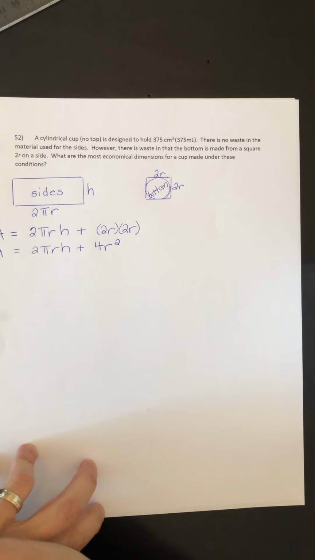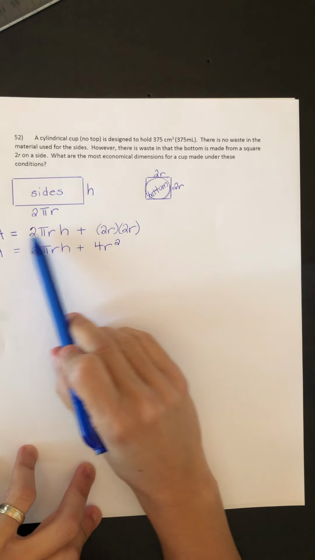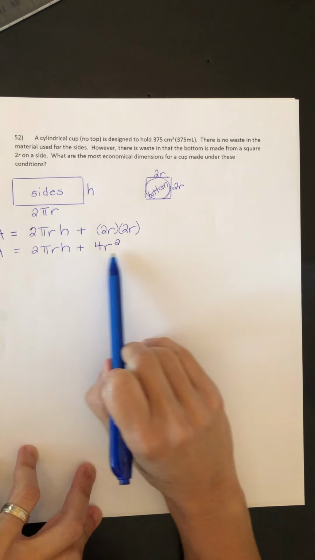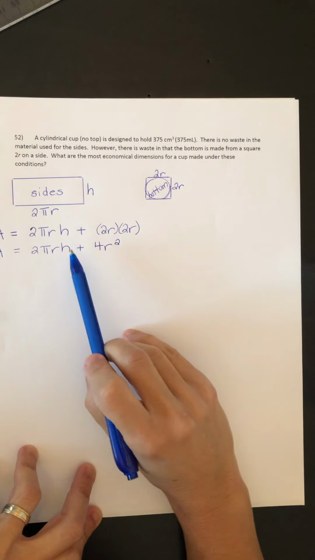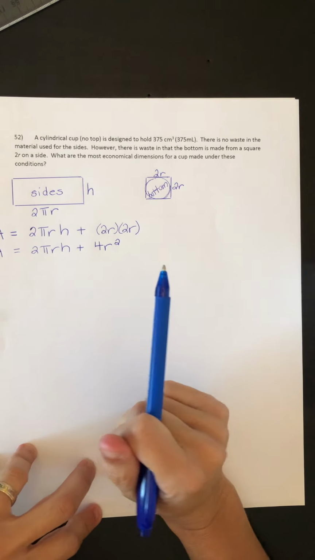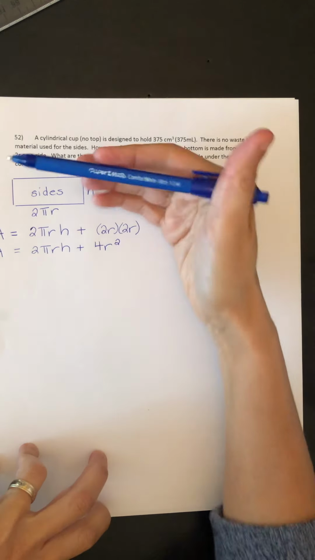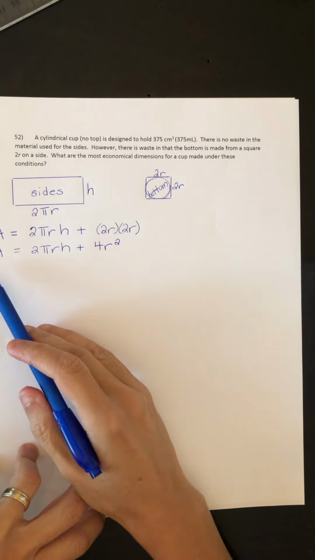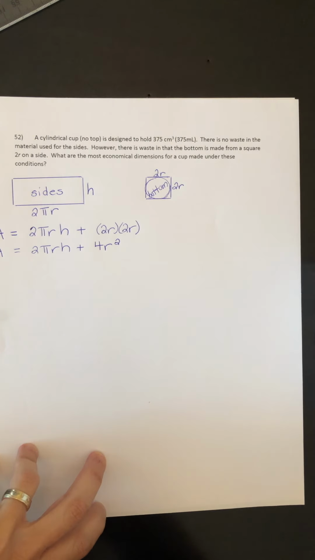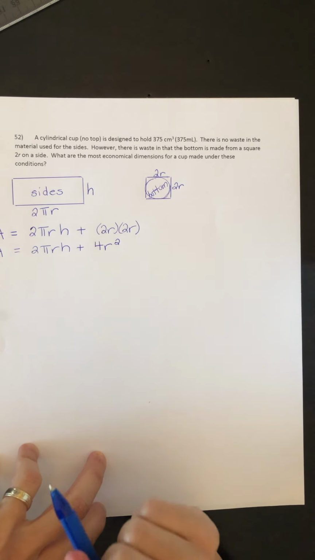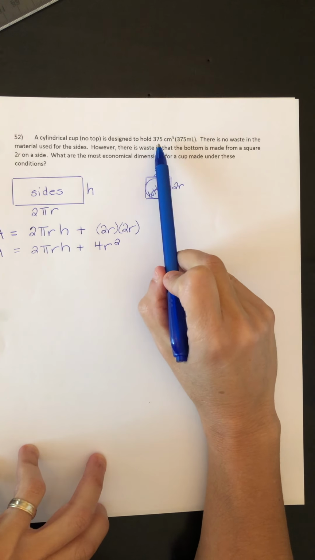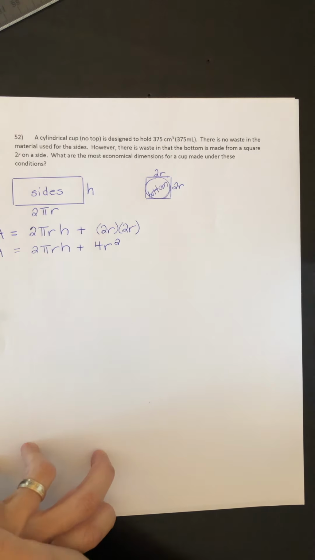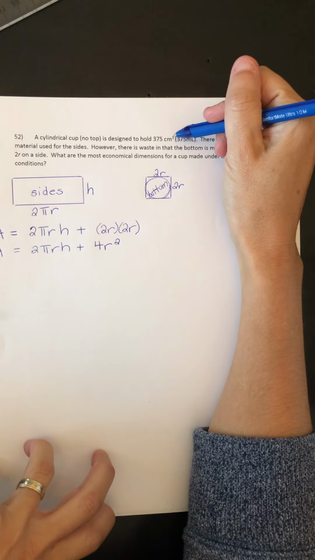Now, the issue with this equation is that on the right side are two different variables. Neither of these things is a constant. The r isn't constant, the h isn't constant. So before we begin with our derivative, we have to eliminate one of these variables. Well, how are we going to do that? We can use this fact. The cup will hold 375 cubic centimeters. Well, that is giving us the volume.